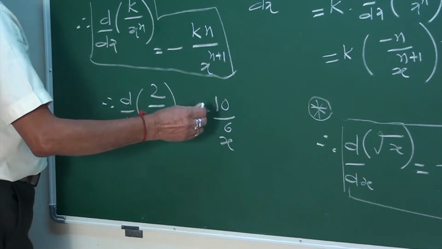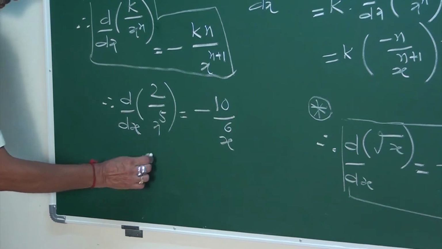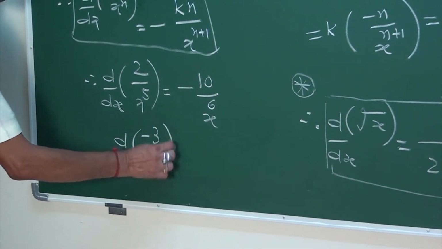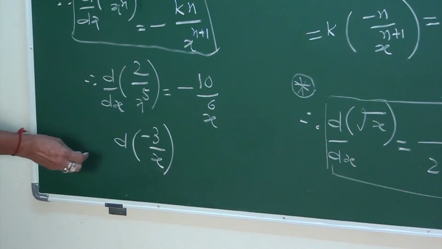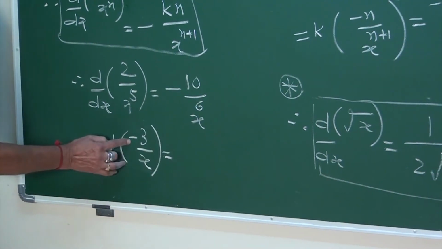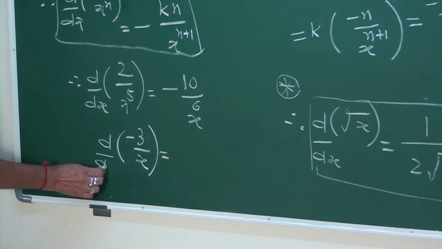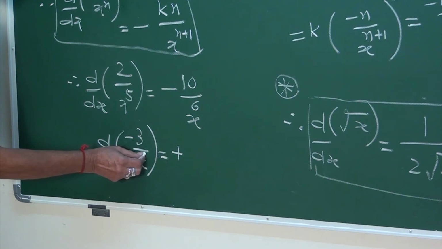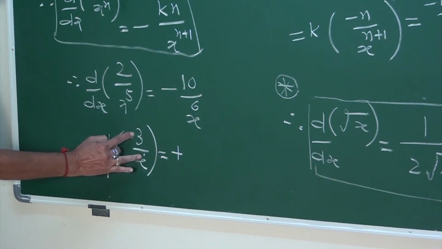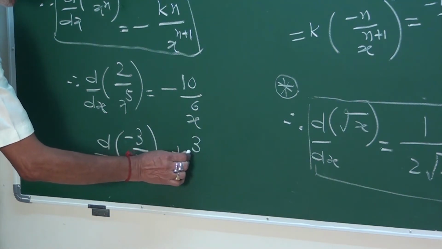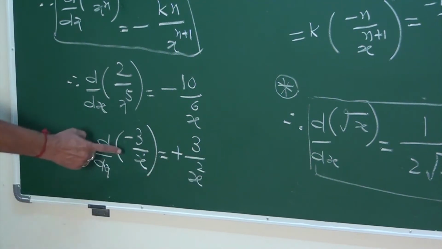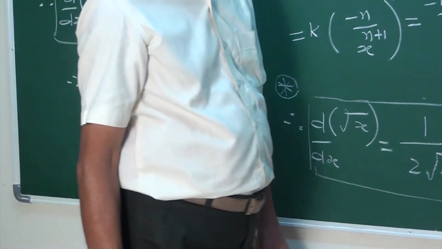Like this, even the derivative of minus 3 by x. Minus 3 by x: sign change means plus. 3 into, what is the power of x here? 1. What is 3 into 1? It is 3. Down, 1 power more, which means x square.